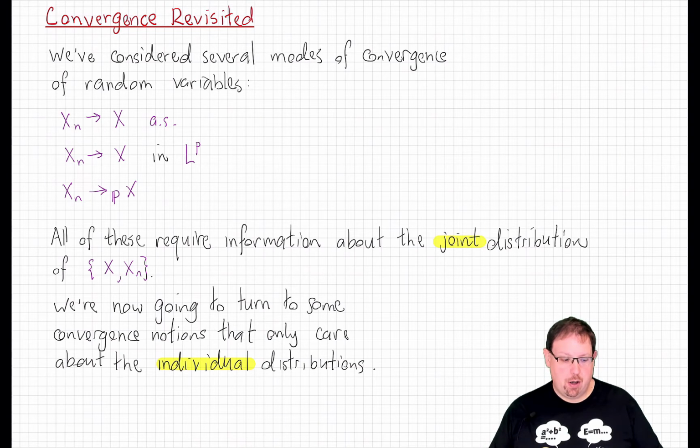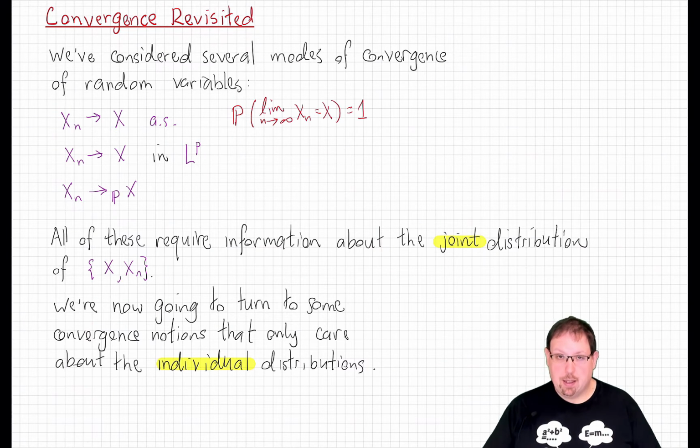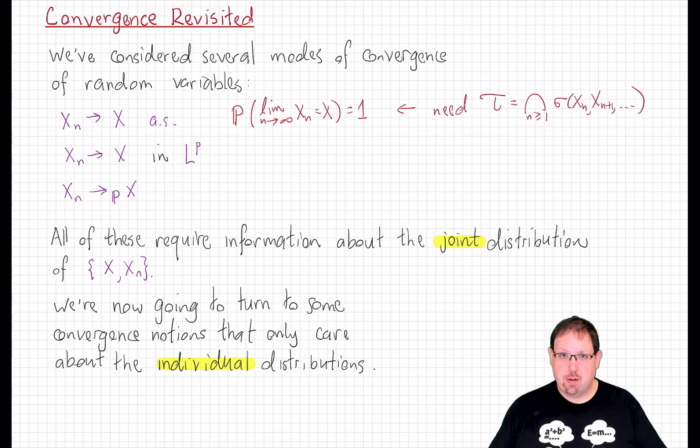One thing that's important to note about all of these notions of convergence is that they really heavily depend on relationships between the random variables themselves, not just the individual distributions of the random variables. For example, almost sure convergence means that the limit of Xn is X with probability 1. And as we know, that statement is a statement about a tail event. So although we don't actually need to know anything about the distribution of any fixed Xn, we do need to know about their tail sigma field, and so in some sense their joint distribution for all sufficiently large n, in order to reason about almost sure convergence.